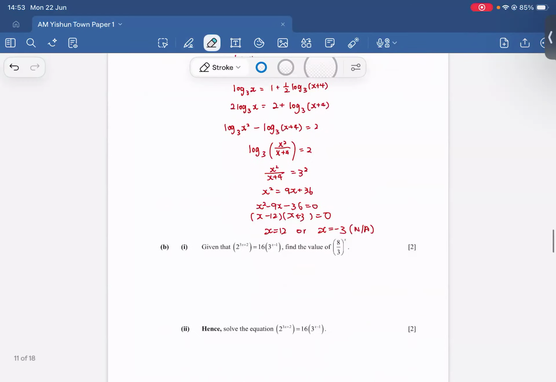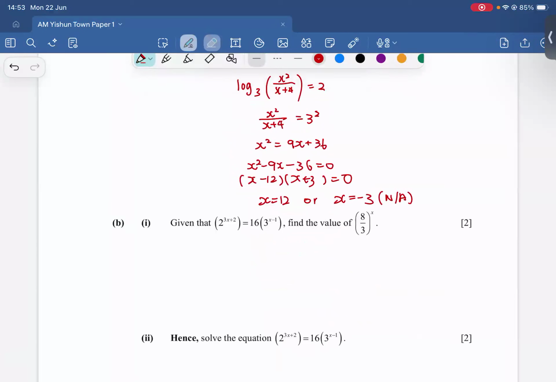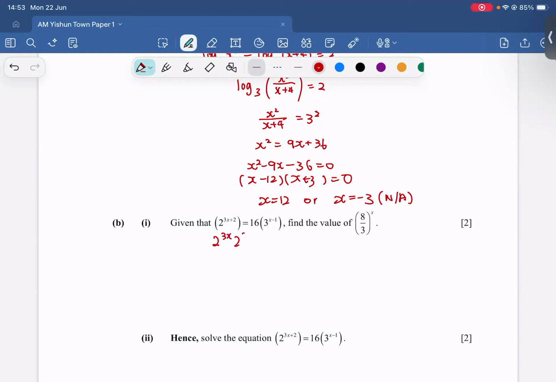Okay, B part 1. Whenever you have this kind of question, you will not be able to find x. Don't try to log, then find x, then put the x in. That's not how this kind of question works. This kind of question, you start with this question, you break the power up. 16 is 2 to the power of 4, then this is 3 power x, 3 power negative 1. What do you do next? You put all the power with x to one side. So these are the terms with x as power.